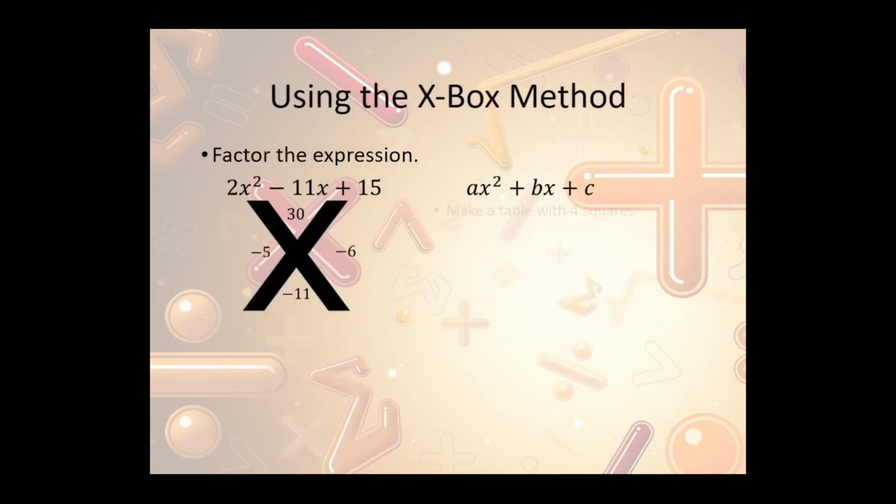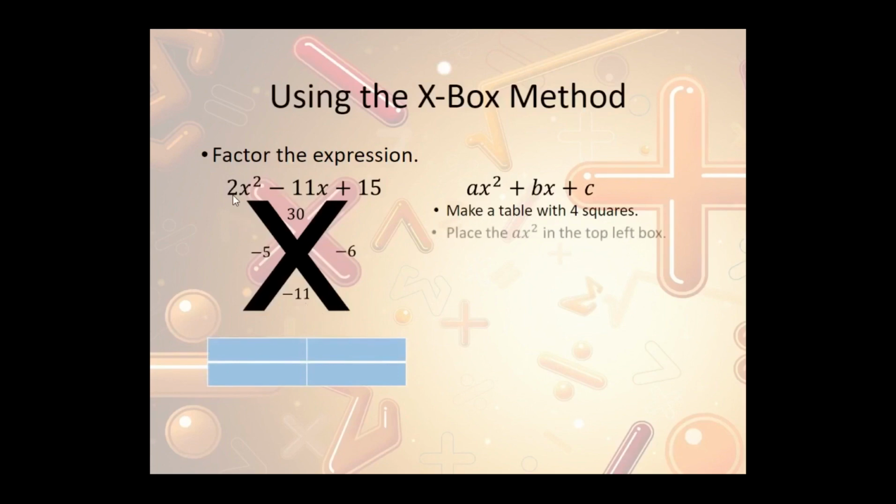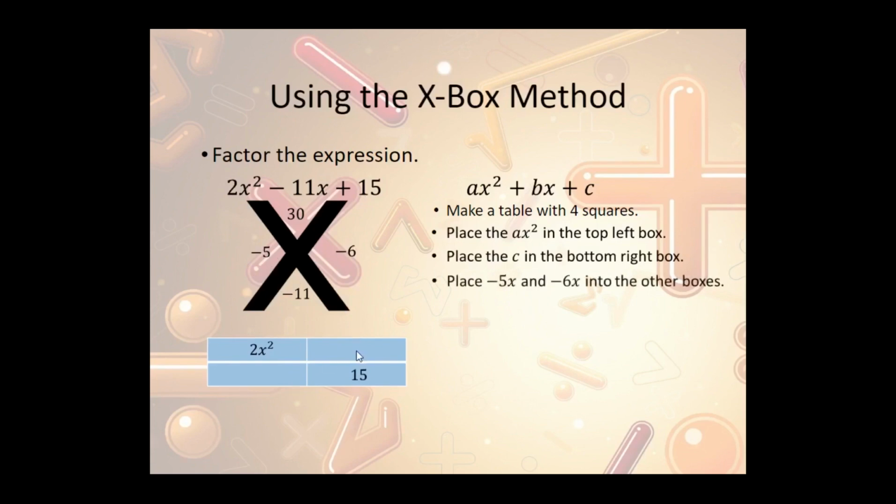Now we move to the box part. So there's our box, and we put in ax squared here in the top left. So this is 2x squared. And we place c in here in the bottom right. So that's 15, so that goes there. Then we place these parts here. So negative 5x and negative 6x go in each of these boxes. And again, it doesn't matter which one goes where. So there we go.